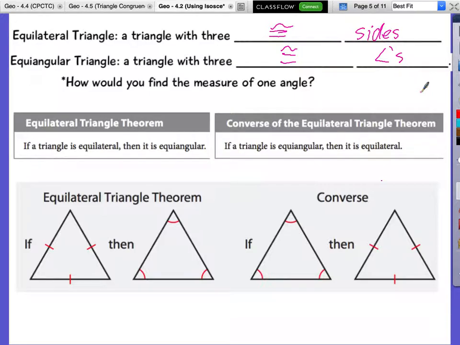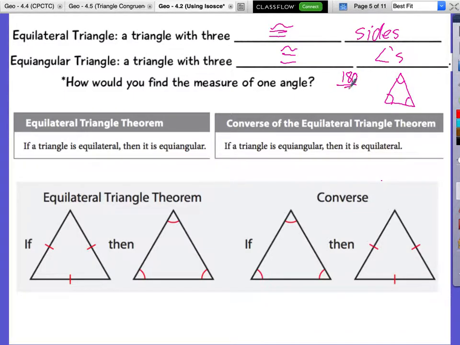So if we have an equilateral or an equiangular triangle, how would we find the measure of each angle? They'd all be the same because they're all equal. So how does that help us if they're all the same? It does help us, but how? So if we have this equilateral triangle, we know they're all the same measure. What do all these angles add up to? 180. And if there are 3 of the same, 60.